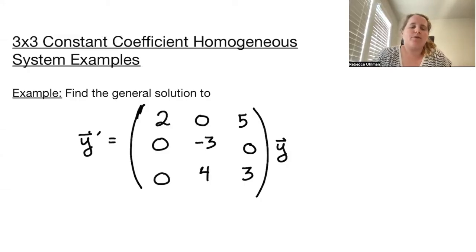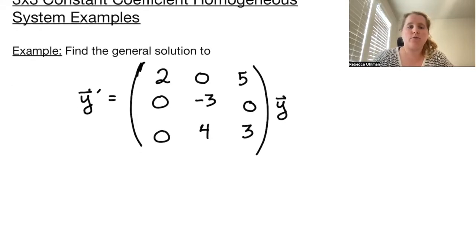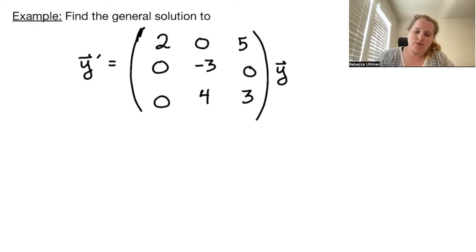Welcome to 3x3 constant coefficient homogeneous system examples. So for example, let's find the general solution to the equation y prime equals Ay, where A is the matrix, first row 2, 0, 5, second row 0, negative 3, 0, and last row 0, 4, 3. So again, the first thing we need to do is find the eigenvalues.